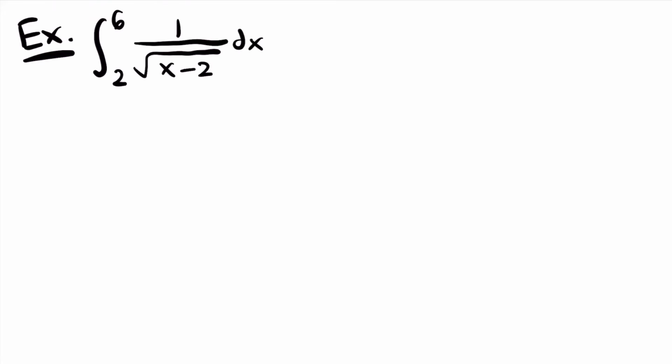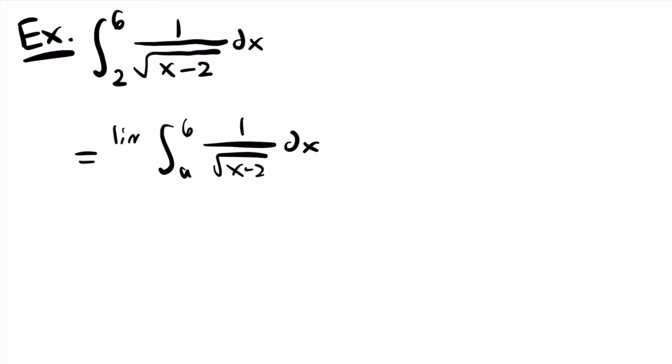So now let's write that out. Let's see what that actually looks like. If we rewrite this integral, we'll have the integral from a to 6. Once again, when I rewrite a lower bound, I use a. And then we have the same integrand, the square root of x minus 2 in the denominator, times dx. And then our limit will be as a approaches 2 from the right. We replace 2 with a, so we have the limit as a approaches 2, and since that was a lower bound, we look at it from the right.